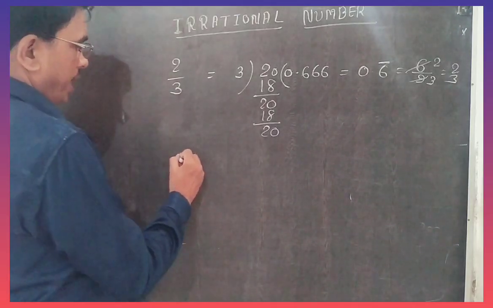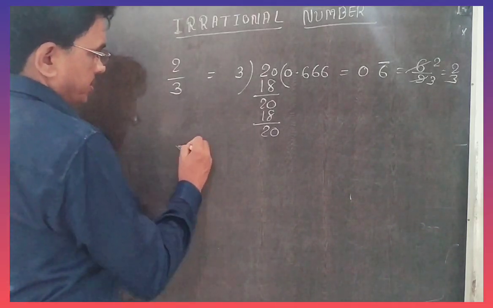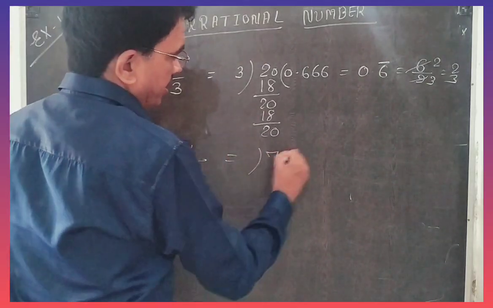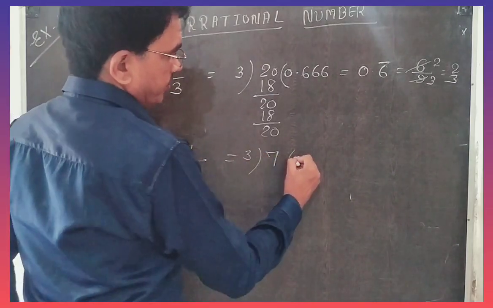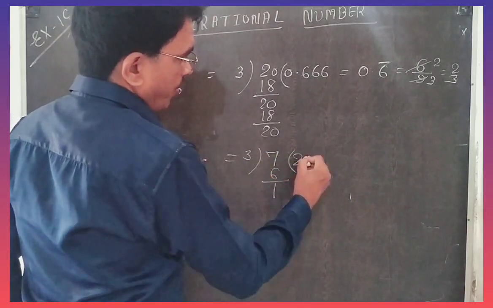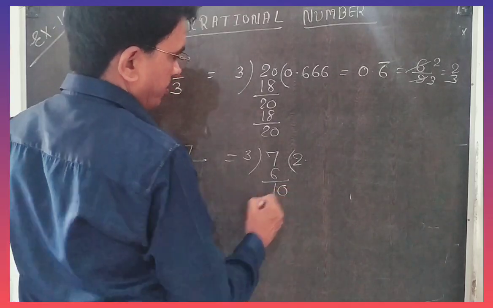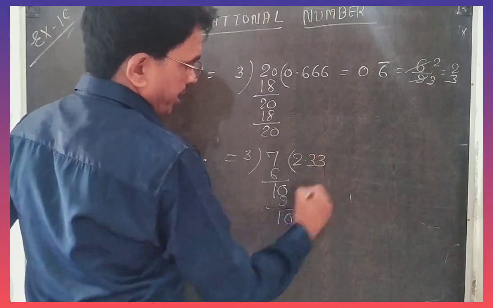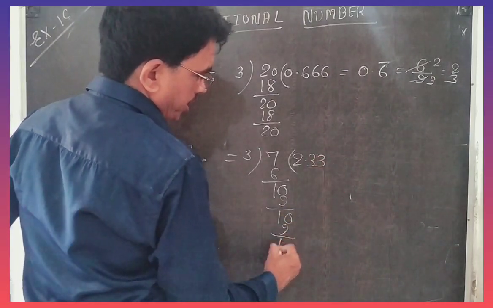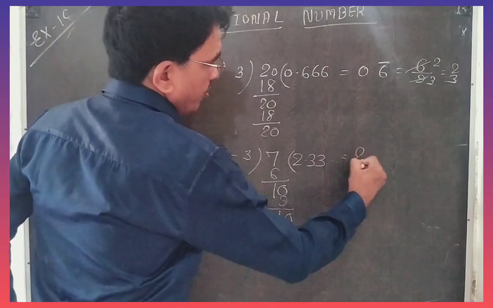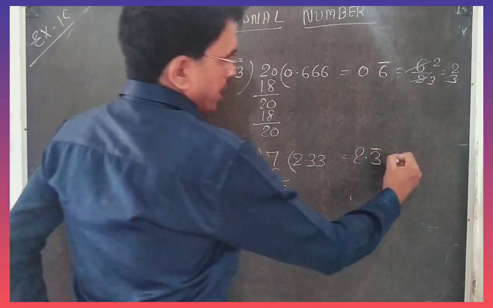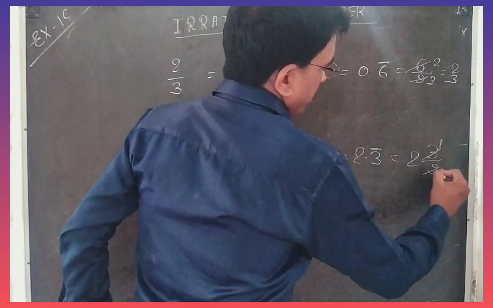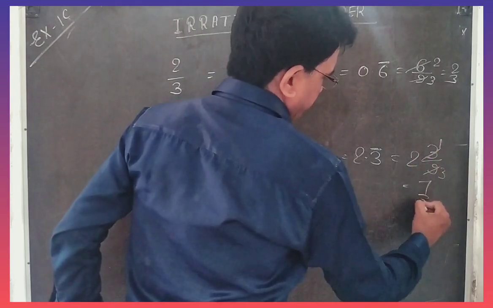Other questions, like 7 by 3. You write here 7, here is 3, 3 2s are 6, remainder 1, then 10, 3 3s are 9, remainder 1, then 10, 3 3s are 9, remainder 1, 0, and so on. Then it is 2.3 recurring, and you can express it as 2 and 3 by 9, that is 2 and 1 by 3, which is 7 by 3.